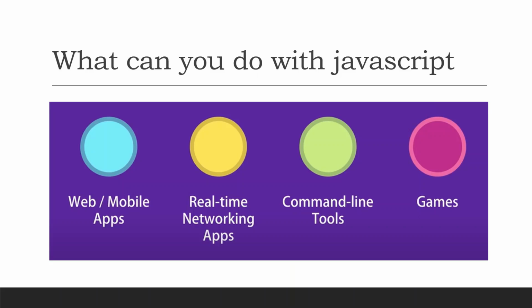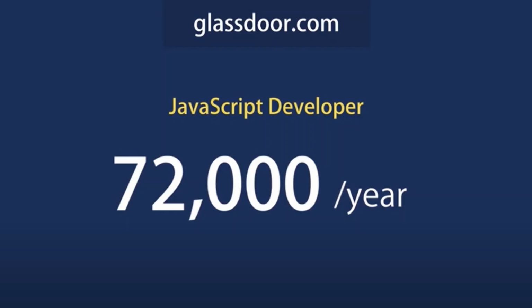So now what can you do with it? Well, you can make fully functional web and mobile apps. You can make real-time networking apps. You can access command line tools, and you can make fully functional games. According to Glassdoor.com, a JavaScript developer makes an average of $72,000 per year.